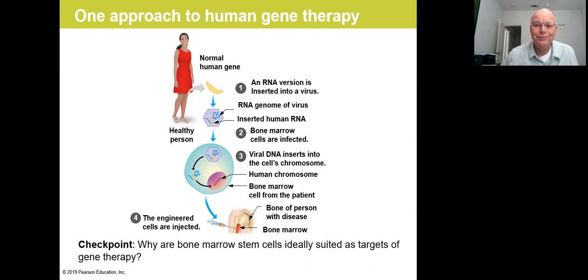So I've told you the reason why we want to target the bone marrow cells. But I'm not going to tell you what it is yet. See if you can figure it out.